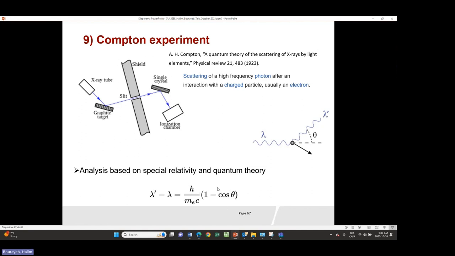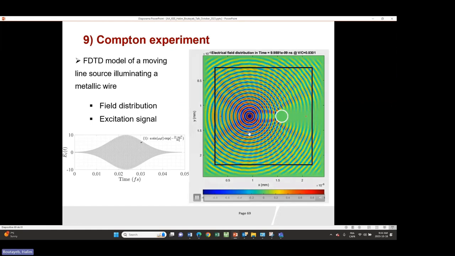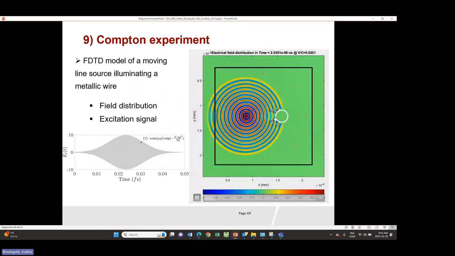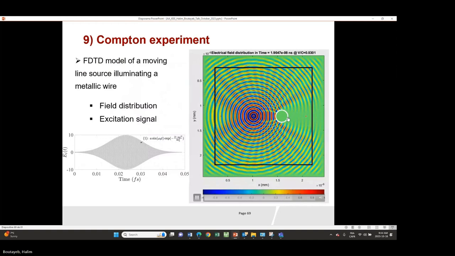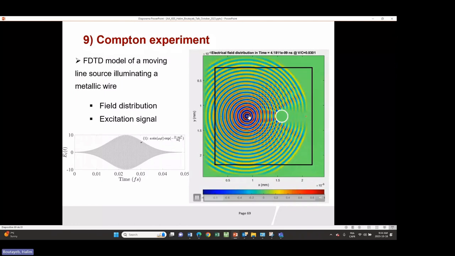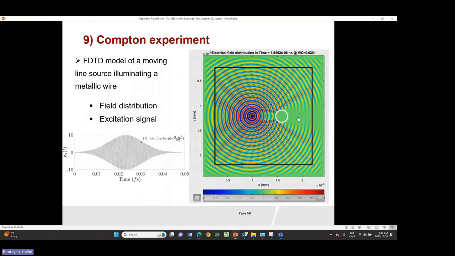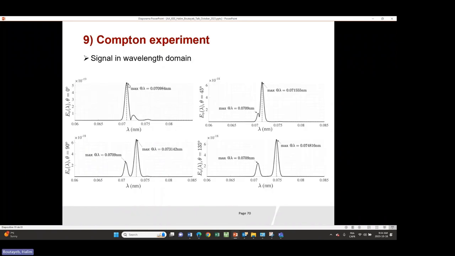As I said, they got this formula by using special relativity and quantum theory. In FDTD, we move a line source with a certain speed V, and we have a metallic wire which is not moving. Then we analyze the spectrum at different angles. That's the spectrum we got: at 0 degrees we got this, et cetera, and this one is 90 degrees, 45 degrees, 135 degrees, et cetera.